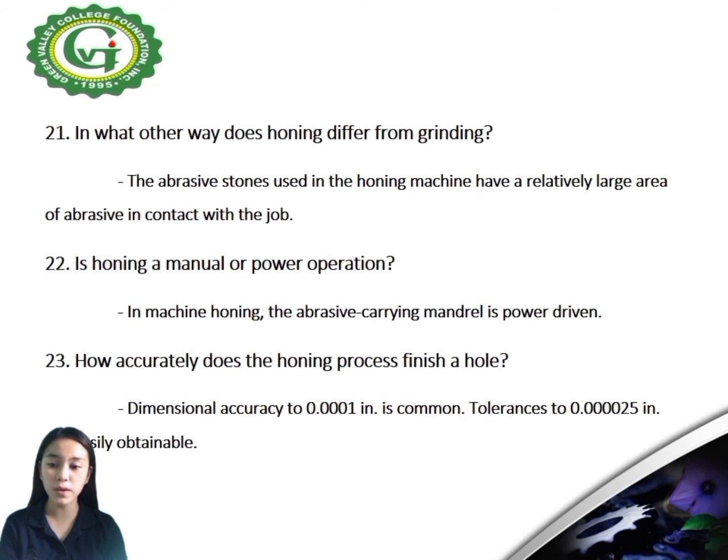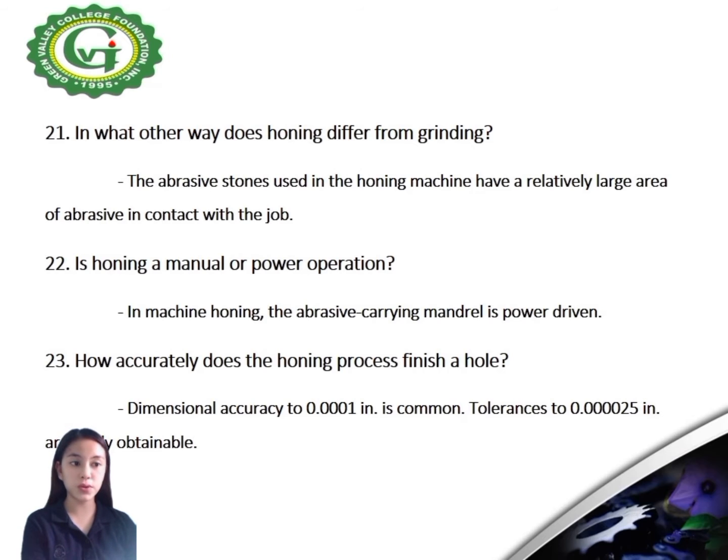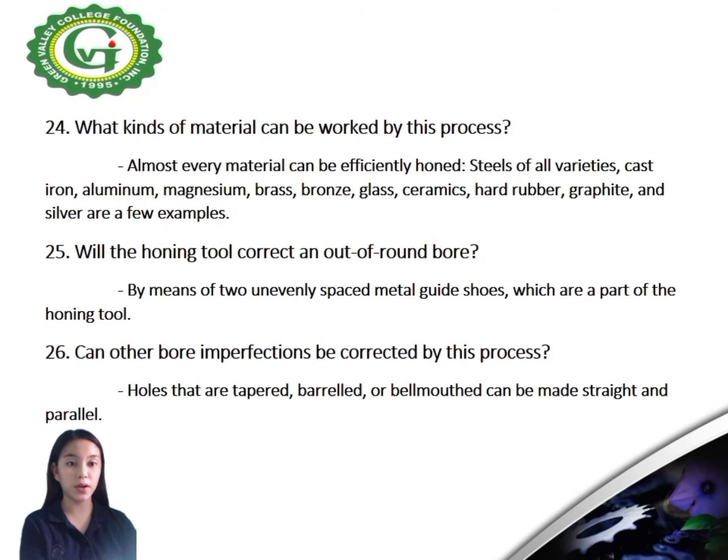How accurately does the honing process finish a hole? Dimensional accuracy to 0.0001 inches is common. Tolerances to 0.00025 inches are easily obtainable.